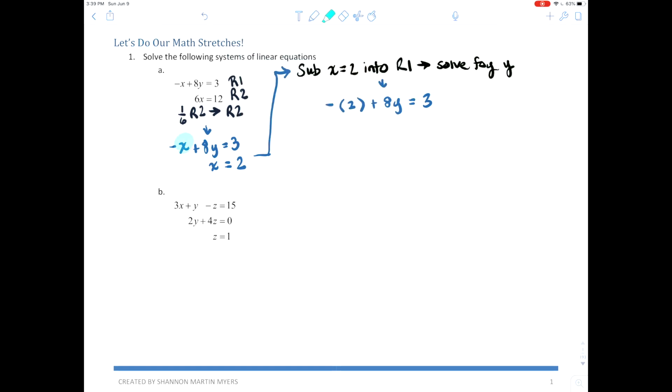In for x, we're putting in this 2, right? So we now have negative 2. When I move it to the other side, I add 2. So we're going to get 8y is equal to 5. And then what? Beautiful. Dividing both sides by 8, y is equal to 5/8. So at the end of the day, what have we gotten?